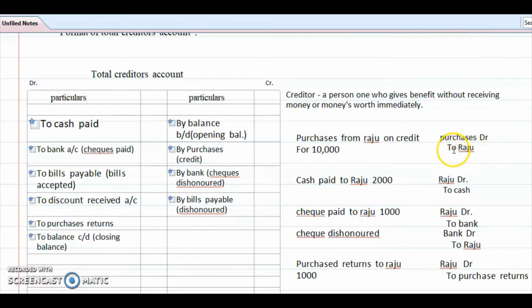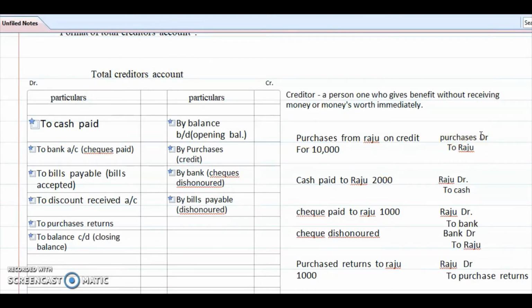If you maintain a Raju account, Ravi account, Raghu account, one account for each creditor, it is difficult to find out the balance at the end of the period. So we make it as a whole in one account called total creditors account, or sundry creditors account. Sundry means many. Purchases from Raju on credit means purchases account debit to Raju. This purchases is a debit balance.